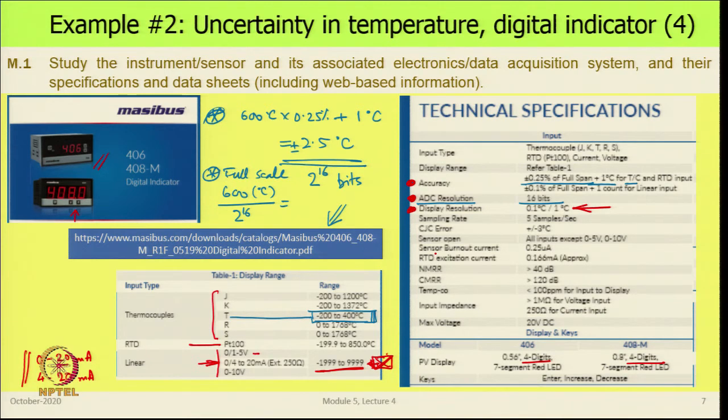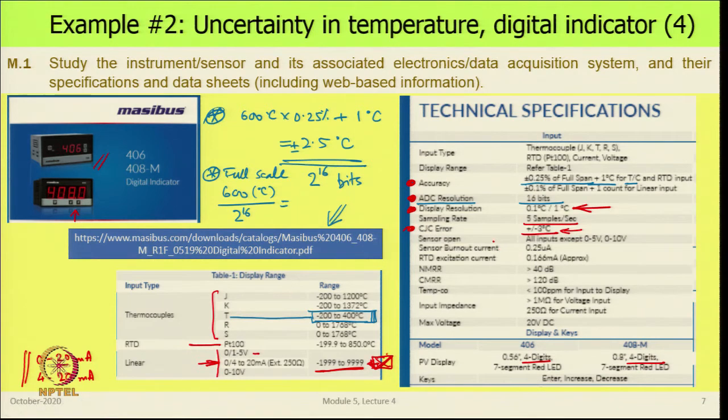Then there are many other specifications given here, like sampling rate, 5 samples per second. So, in every 12 seconds, it can take a reading. Then cold junction compensation error plus minus 3 degrees Celsius. So, this is another thing we could look at, that if our cold junction is an ice point, it will not give this problem. But if we do not have an ice point and we rely on the cold junction in the device, then we are looking at yet one more source of error.